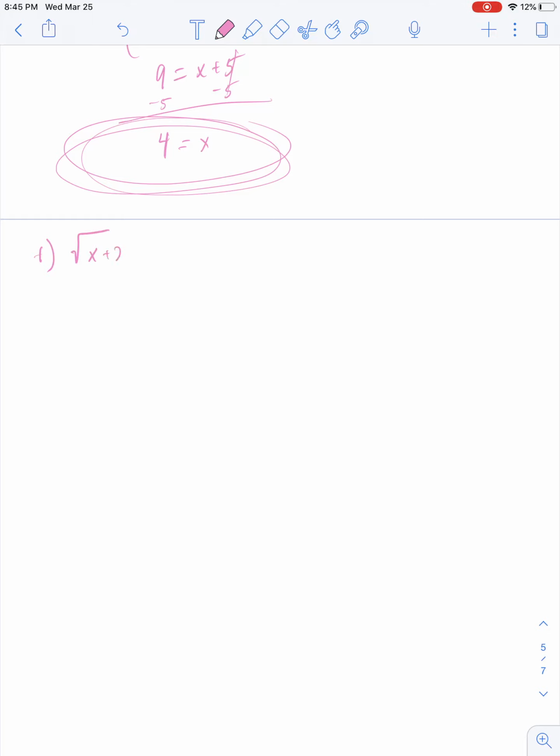I've got the square root of x plus 2, minus the square root of 2x plus 2, plus 1 equals 0. So the same kind of idea, let's try to isolate a radical. All right, let's try to isolate a radical here.